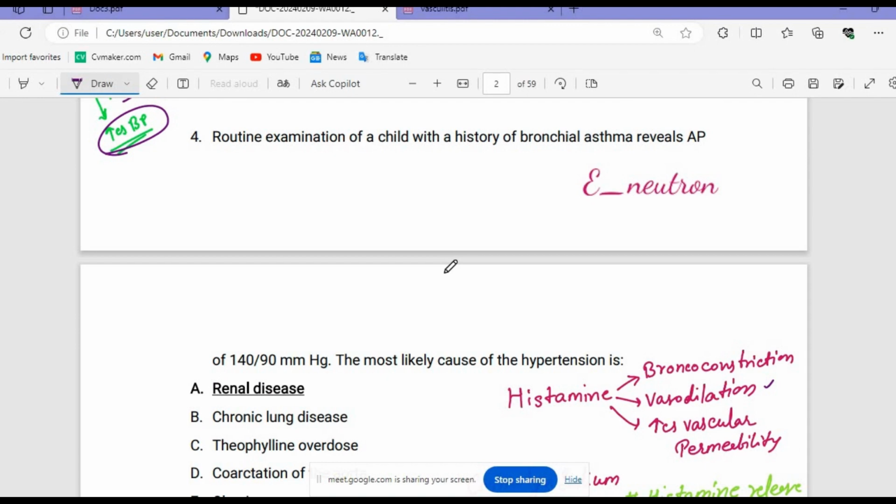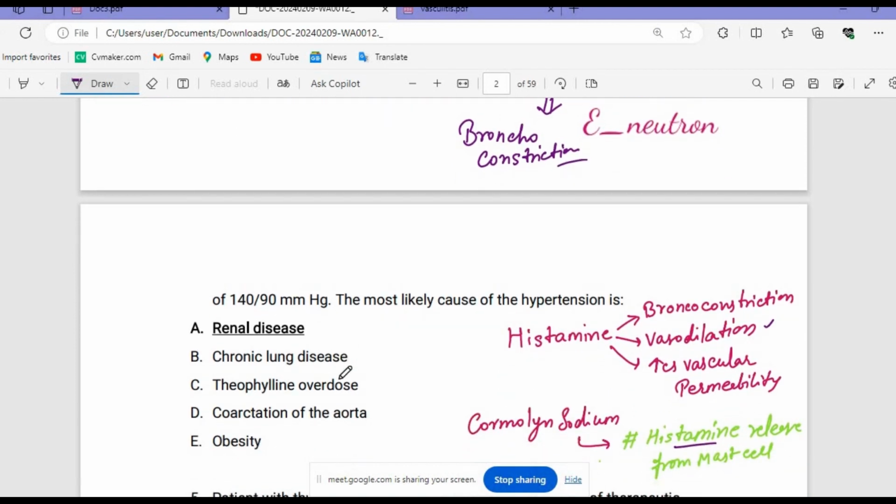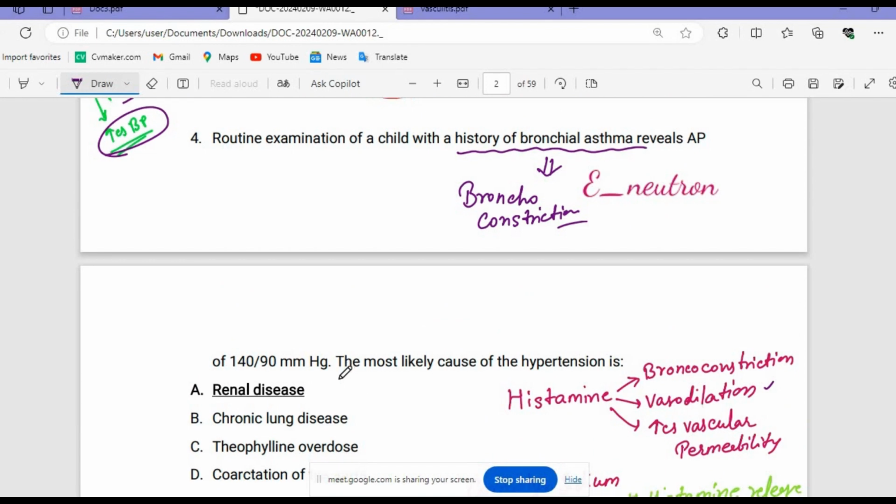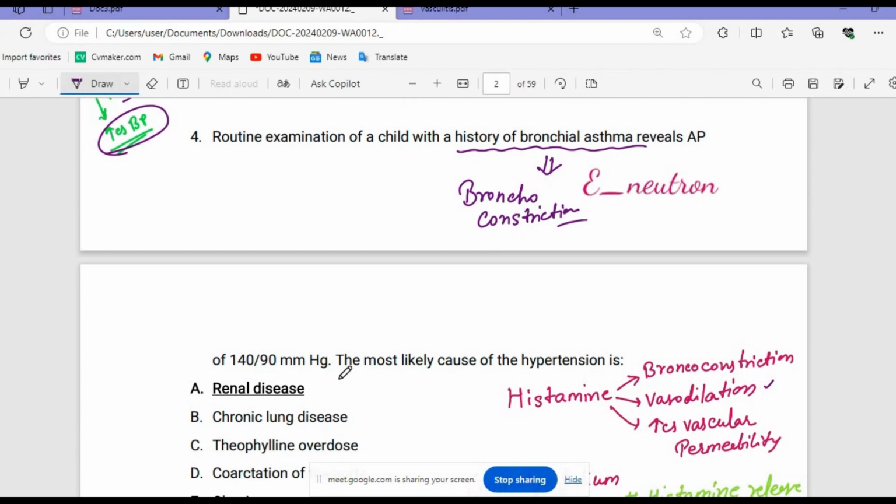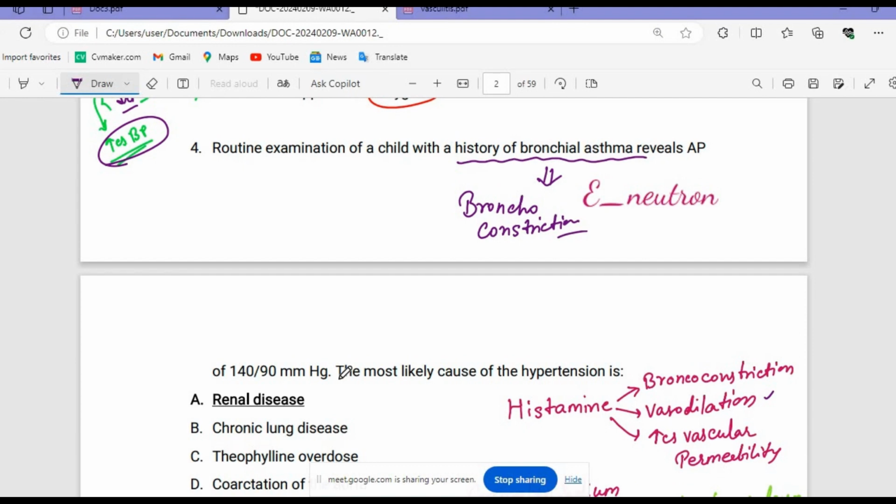Then we have the fourth: routine examination of a child with a history of bronchial asthma. In bronchial asthma, what will we have? We will have bronchoconstriction. It reveals a BP of 149. What is the most likely cause of hypertension? There is nothing related to the previous point. Just remember, they just gave that, but the question is a direct question.